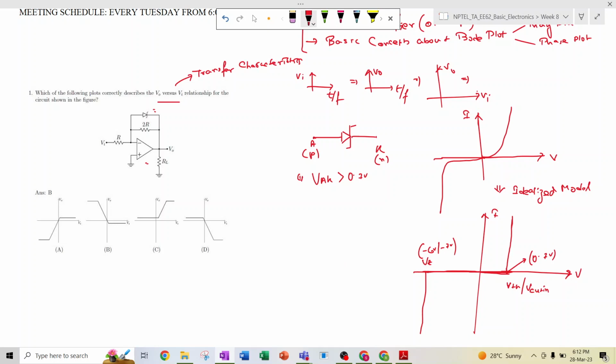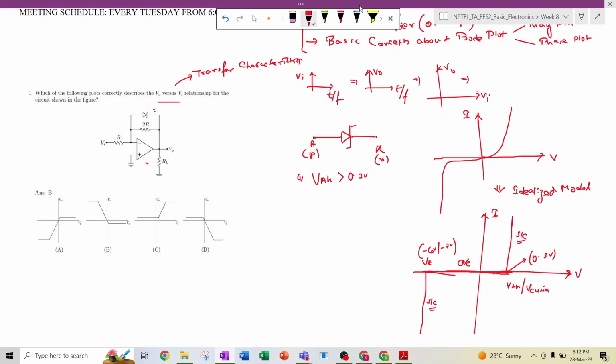So in between this it can act as an open circuit. Open circuit means there is no flow of current through this. You can see on the current axis, the current is zero, and after that it can act as a short circuit. So this is a very idealized model.